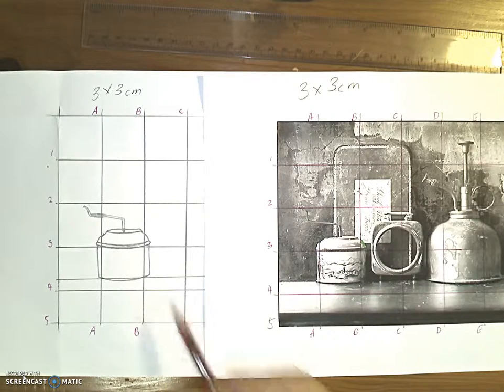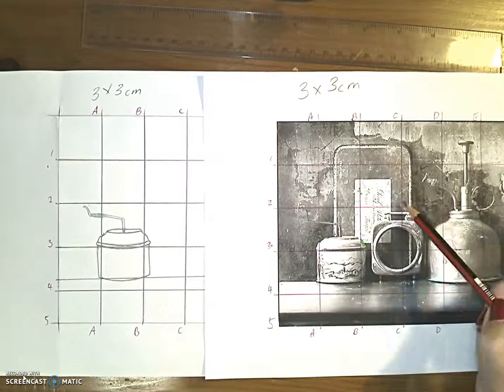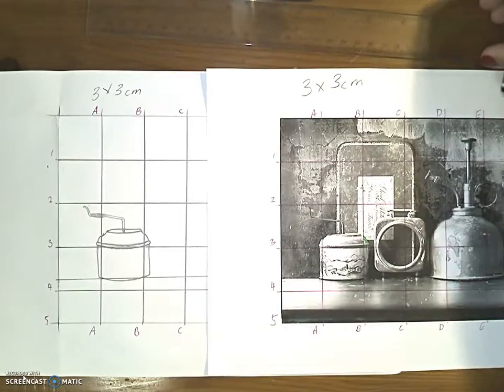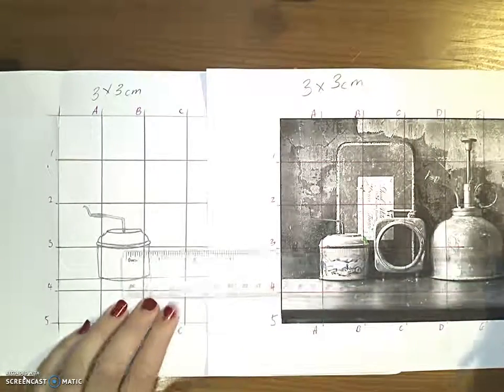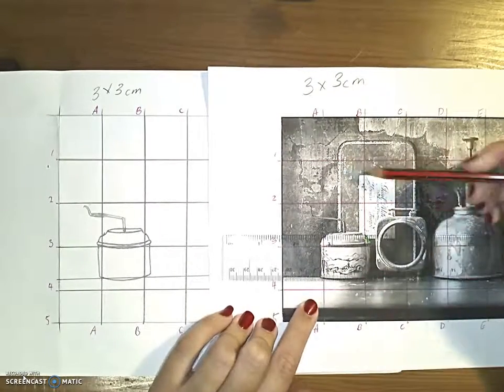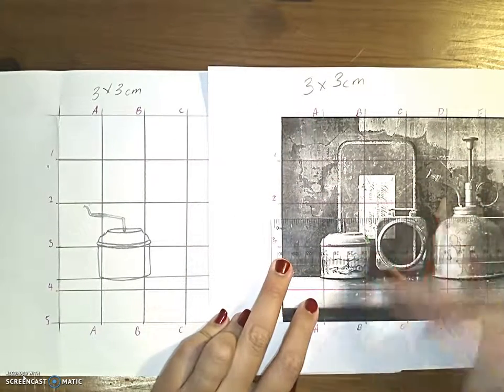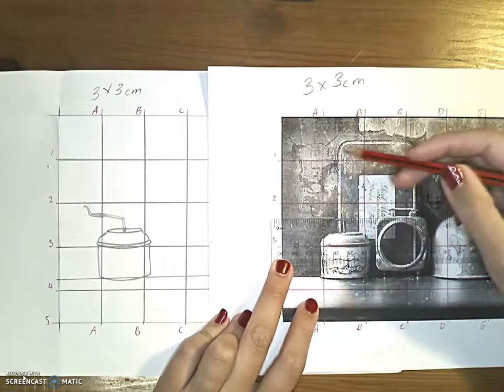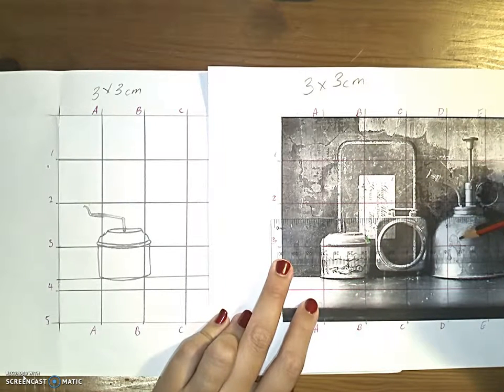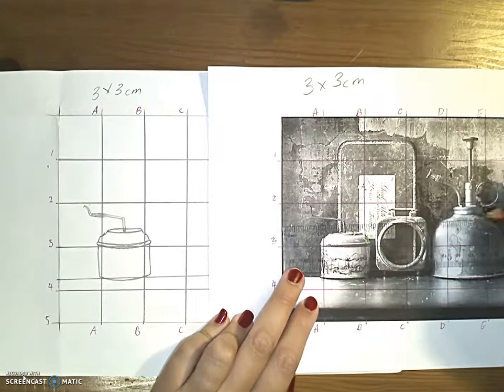So when you're drawing in the rest of the objects, the same basic principles, using your ruler to measure where it is on this grid and then drawing it on here. The more you measure with your grid, the more precise you'll get with your proportion. So I'm just going to draw the rest now.